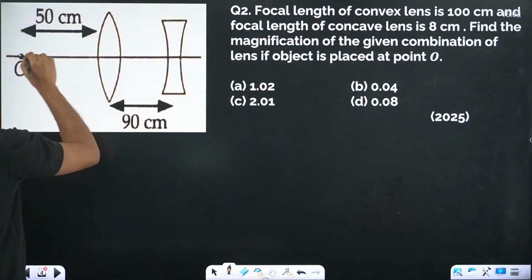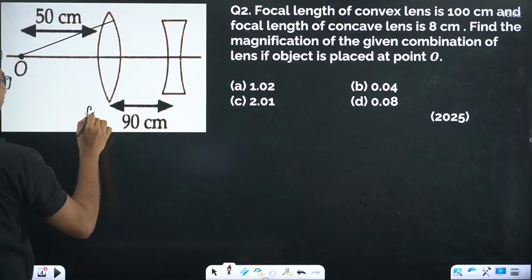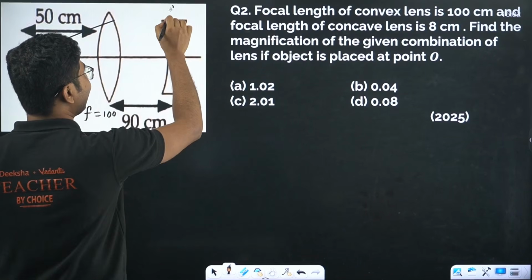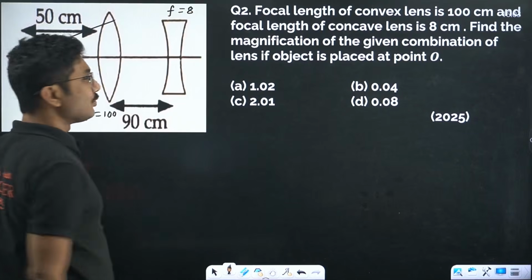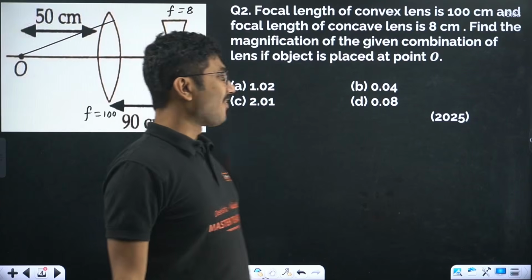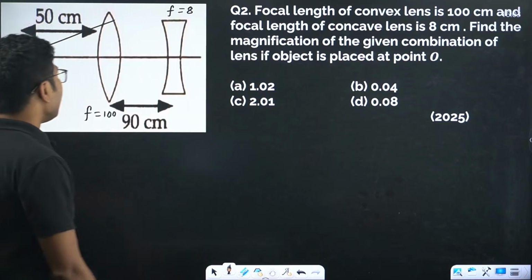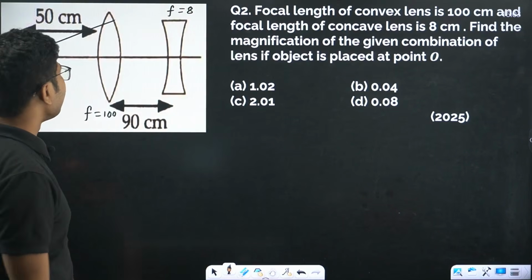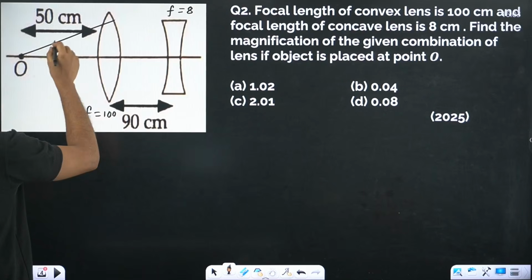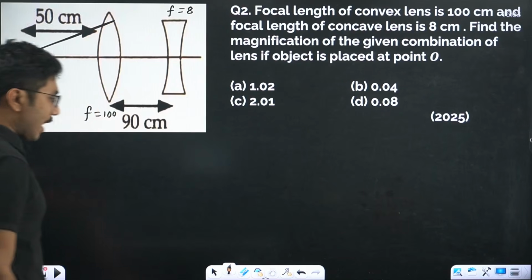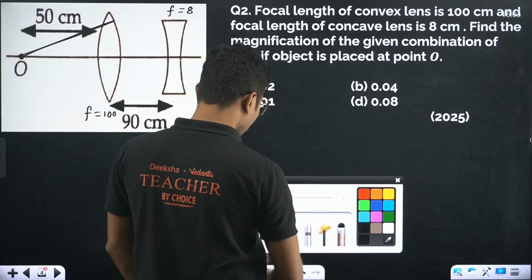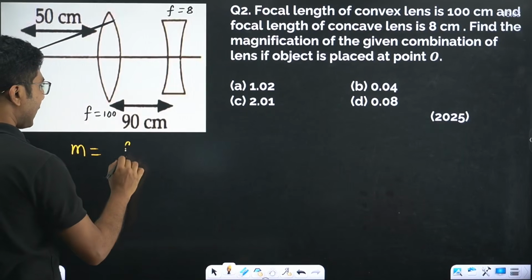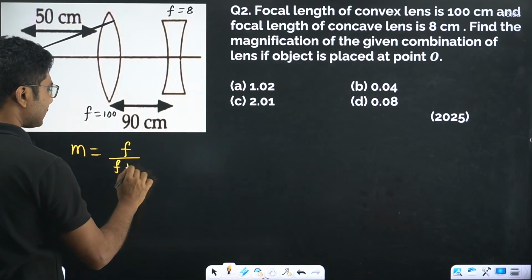So if the ray is falling here, the focal length of this one is given as 100, the focal length of this one is given as 8, and they ask you what is the final magnification. Okay, so how can we find that? We have to find the image formed by the first lens, and one important shortcut formula that you need to remember is that the magnification for a lens is given by f divided by f plus u.